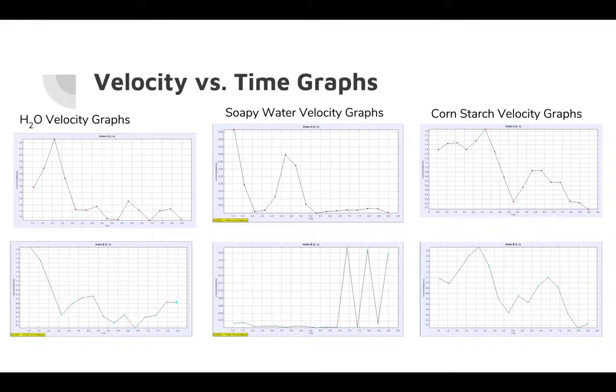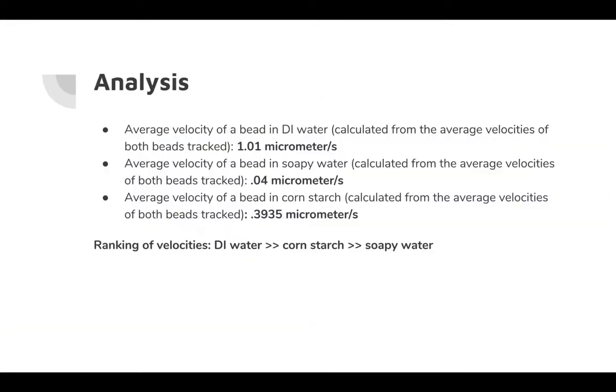And here's the velocity versus time graphs, and they're laid out the same way. So the top graphs again is the first bead that we tracked, and the bottom row of graphs is the second. So for the analysis, we calculated the average velocity of a bead in each solution using the average velocities of both beads that we tracked.